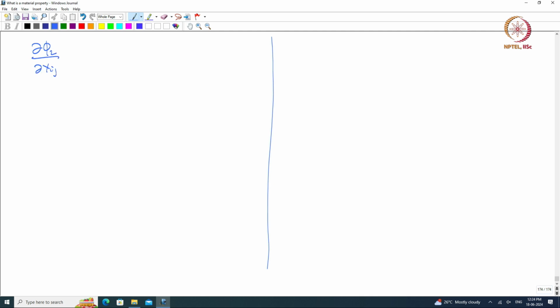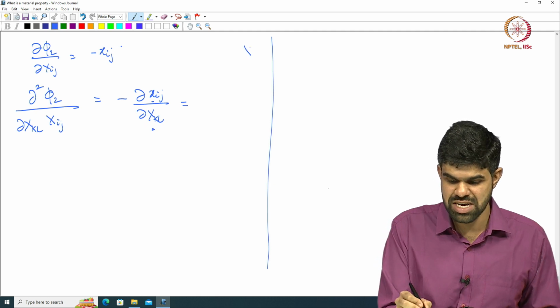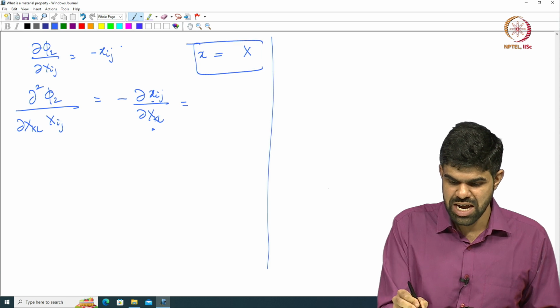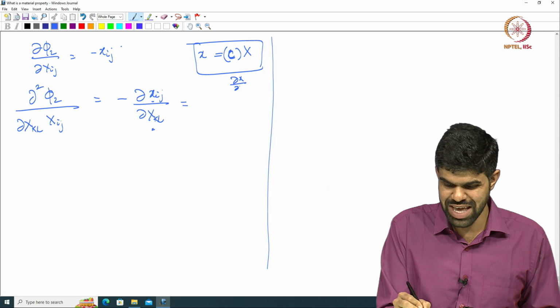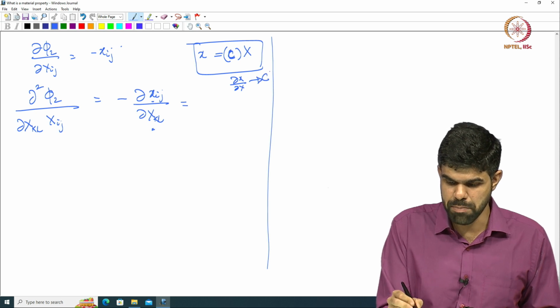Okay. All right. So, let me then do something else, which is I know that ∂φ2/∂xij is equal to minus xij. Then I again take a differential of this, but this time with respect to kl, and that would be minus ∂xij/∂xkl. And that is the change of strain with respect to stress, right. So, stress is going to be your cause, strain is going to be your effect, and what relates the both of them is the compliance, right.